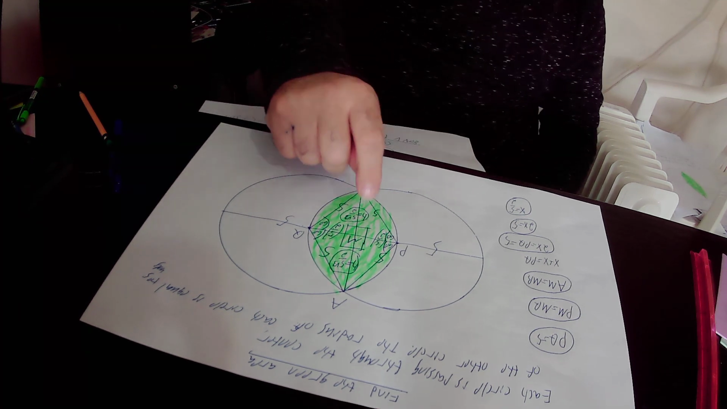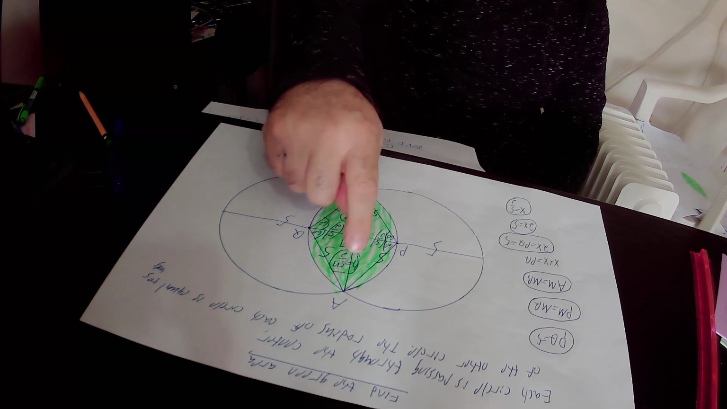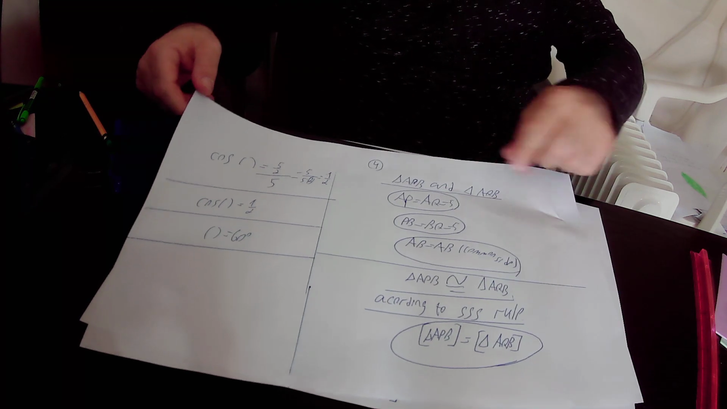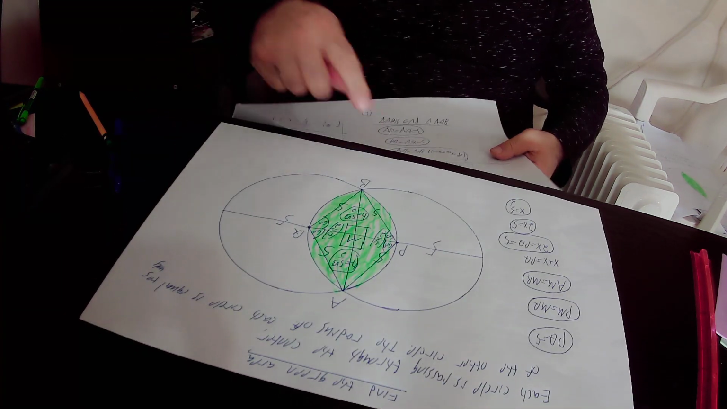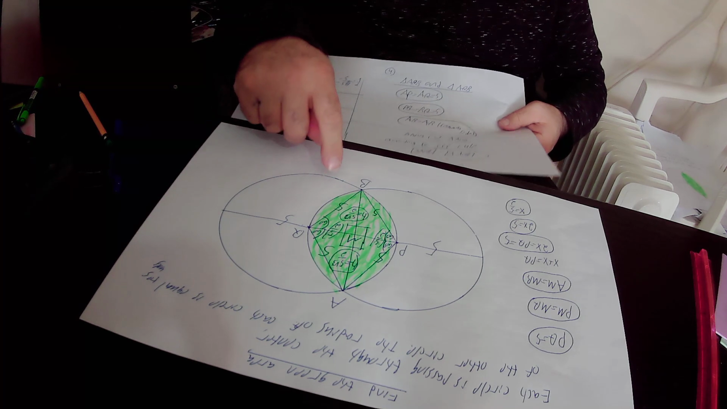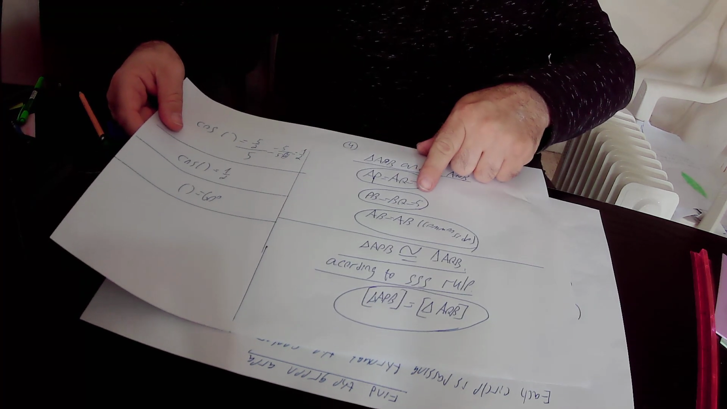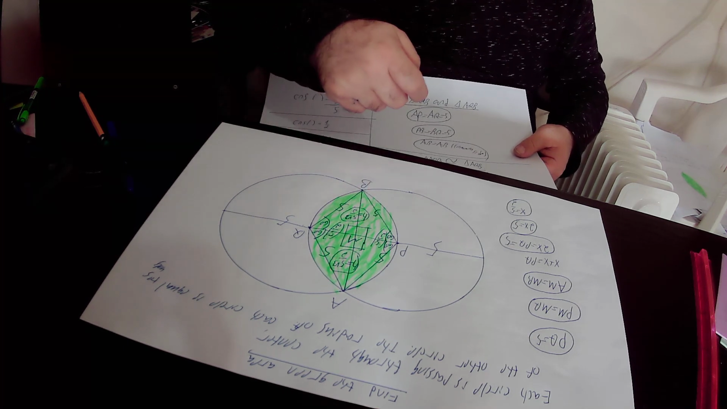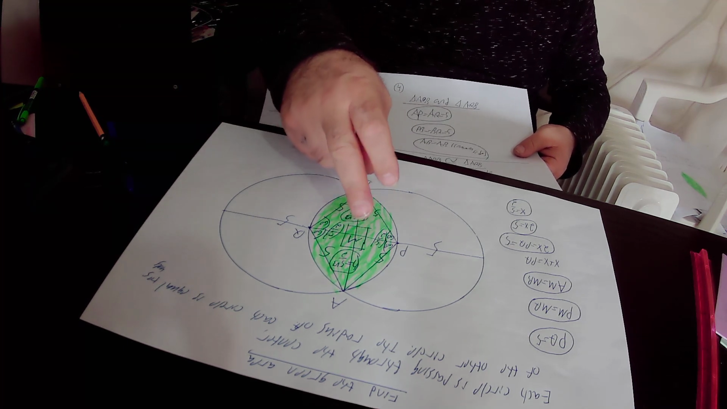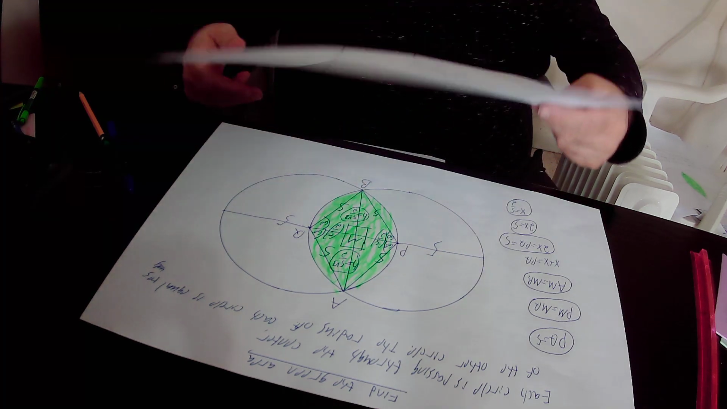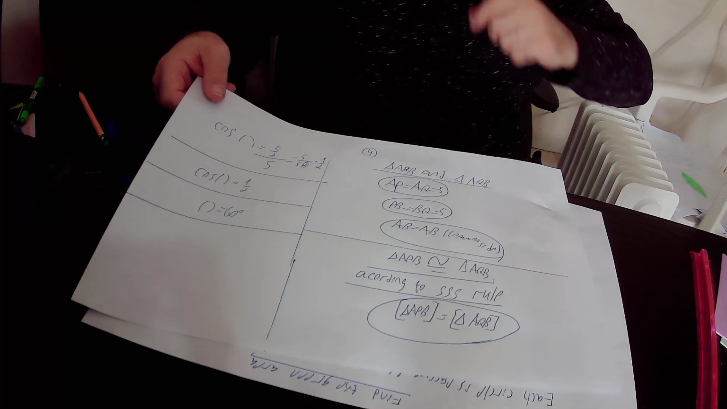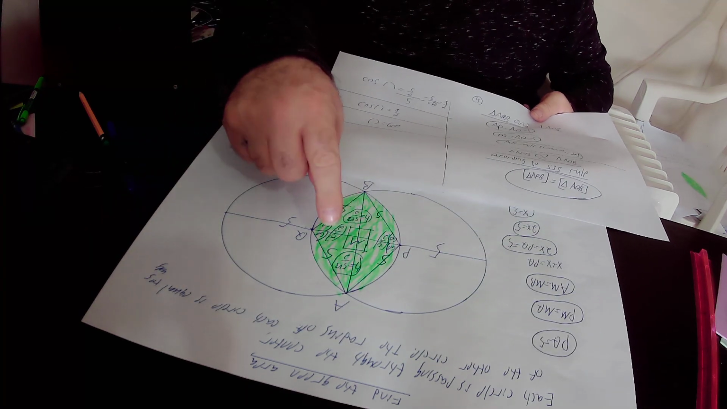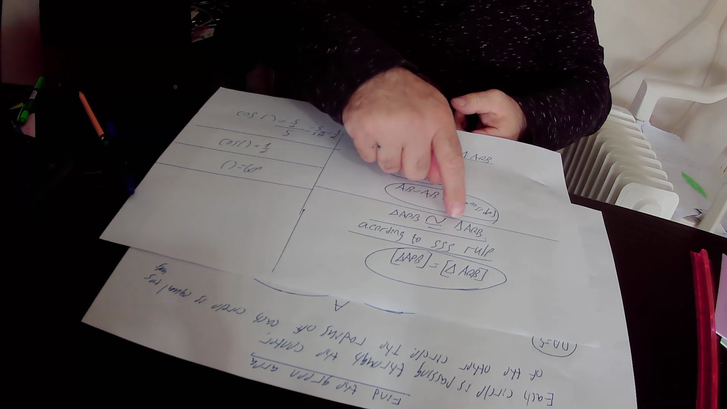First of all, we know that AP equals AQ equals 5 units, PB equals BQ equals also 5 units, and AB equals AB, it equals itself. That is to say, AB is a common side that belongs to both triangles. So we actually proved that triangle APB can go into triangle AQB according to the side rule.